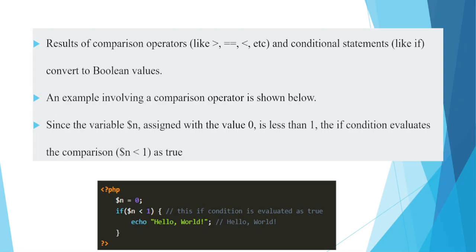Here in this example, you can see n is equal to 0. If the n value is less than 1, then display the content hello world. The condition is checked to see whether it is true or not. If the condition is satisfied, then it is going to display the value hello world.